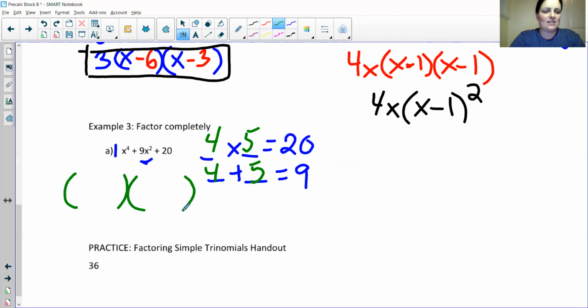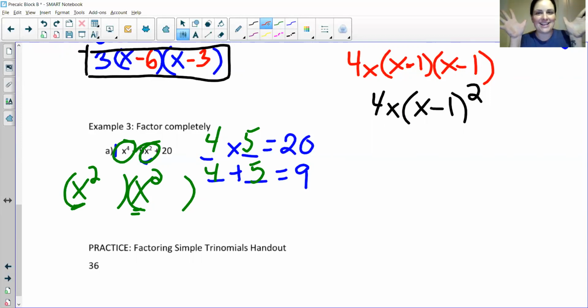But this time, instead of just being an x in each factor bracket, we need this x and this x to multiply to give us x to the power 4. Can we split that up evenly so it does that? Yes. So x squared is going to go in each one, because the middle term has an x squared. And now all we have to do is add those magic numbers that we found and put them in the brackets. So the two numbers we found are positive 4, so it's going to be plus 4 in one bracket, and positive 5 in the second bracket.